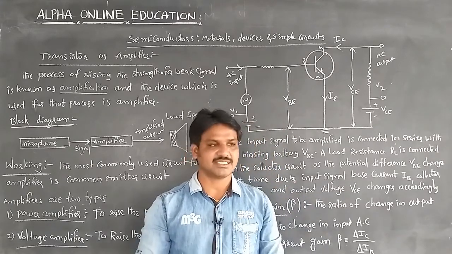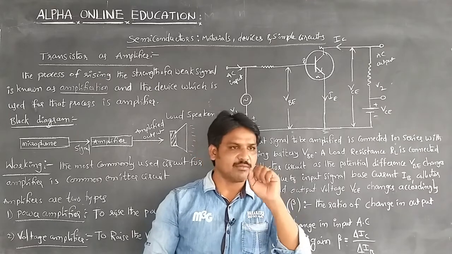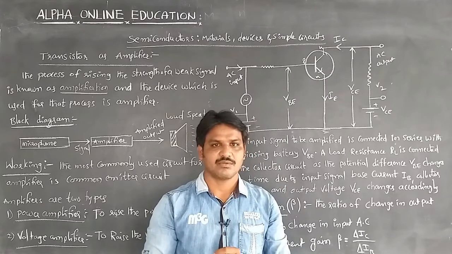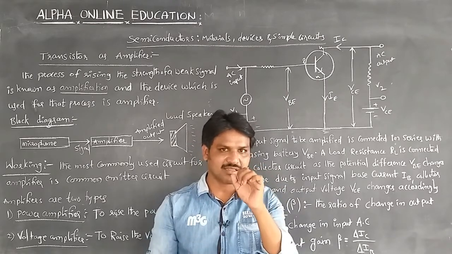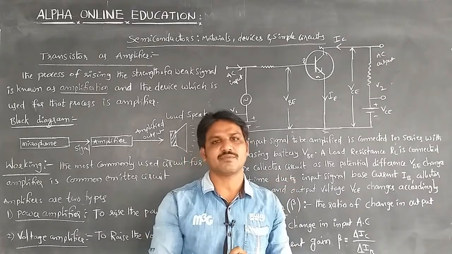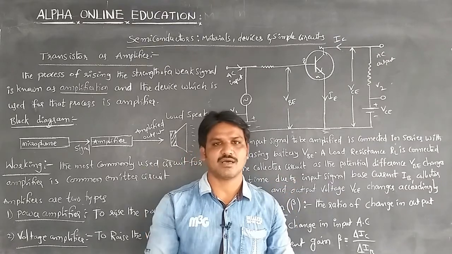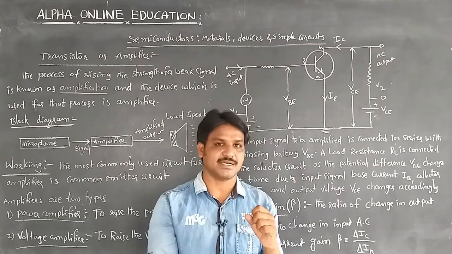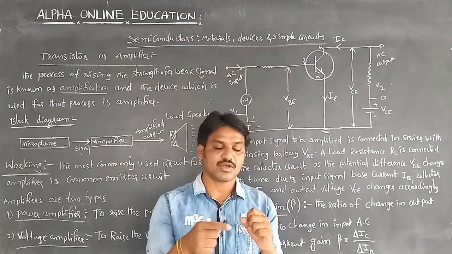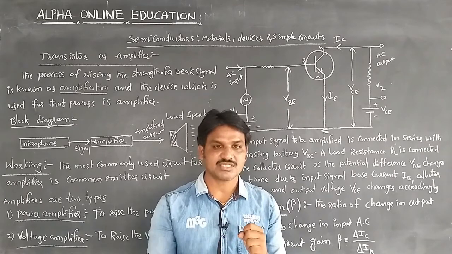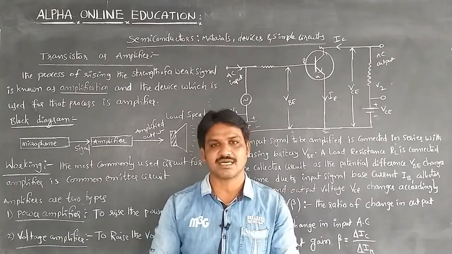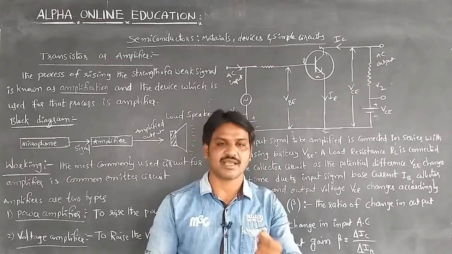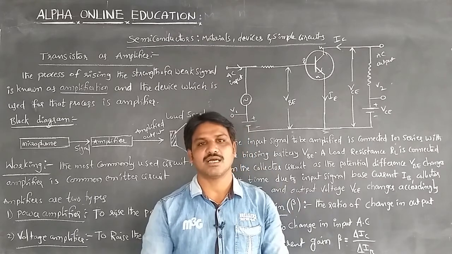What is an amplifier? For example, while we are speaking into the microphone, our voice may be soft, but we can hear the loudness of the sound from the loudspeaker. The signal sent by us is amplified. The process of increasing the strength of a signal is called amplification. The device used to increase or raise the strength of the signal is called an amplifier.